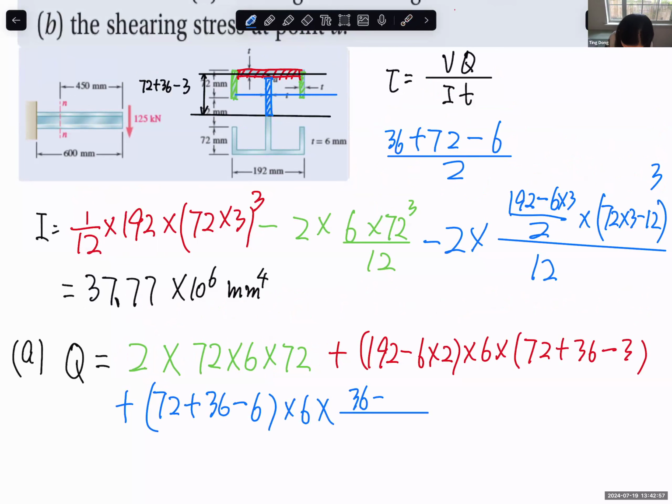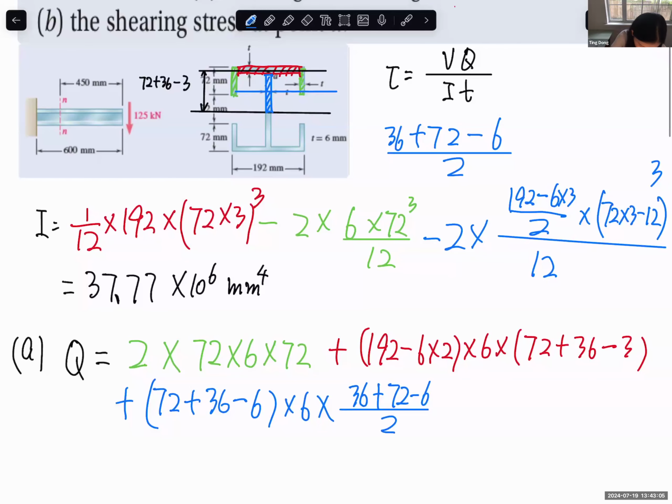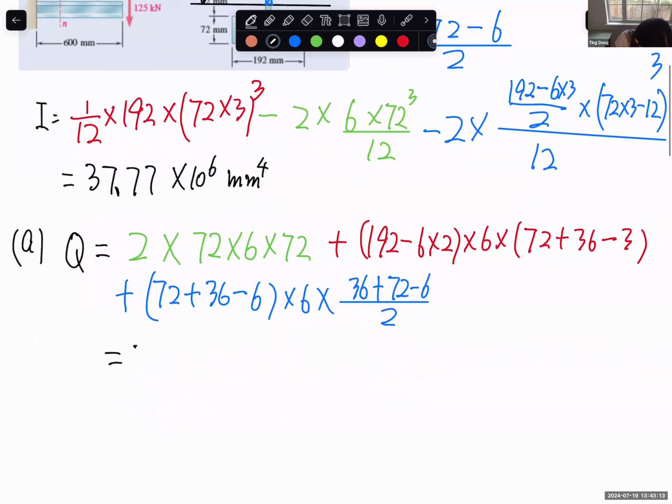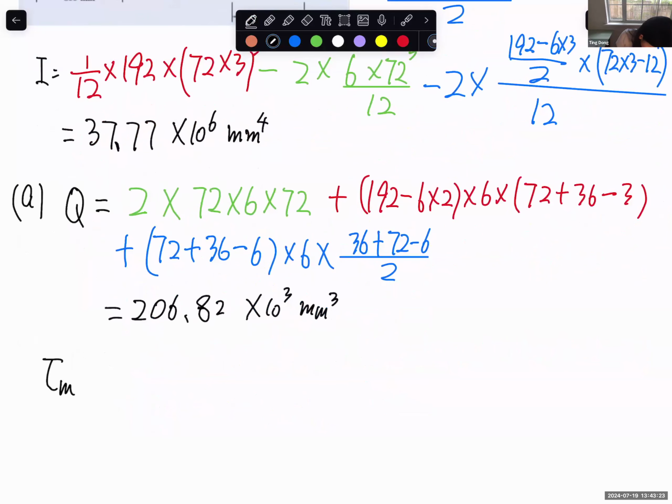So we have 36 plus 72 minus the thickness of the red area, divided by two. So this is the y bar, and this is equal to 206.82. So the maximum shear stress equals VQ over It. Just plug in the numbers, because we basically solved everything.